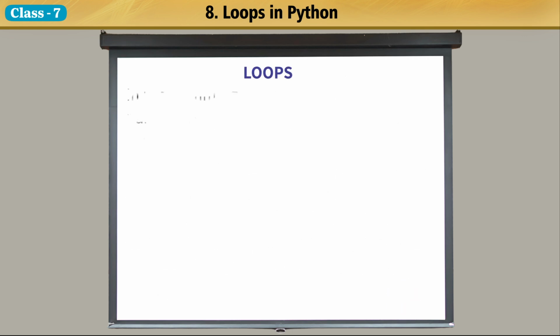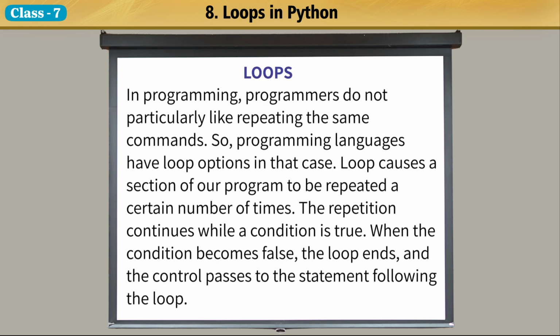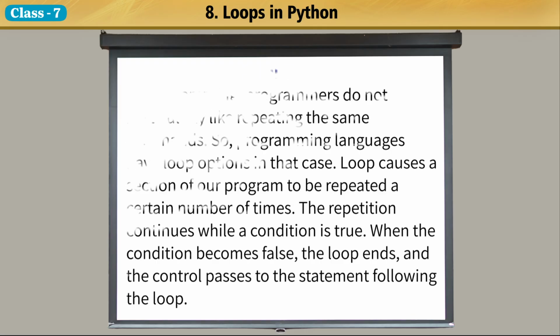Loops. In programming, programmers do not particularly like repeating the same commands. So, programming languages have loop options in that case. A loop causes a section of our program to be repeated a certain number of times. The repetition continues while a condition is true. When the condition becomes false, the loop ends and the control passes to the statement following the loop.